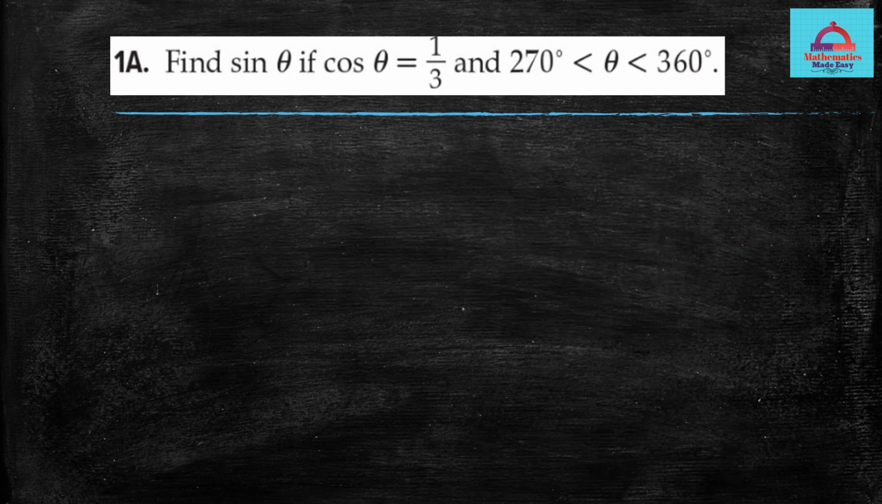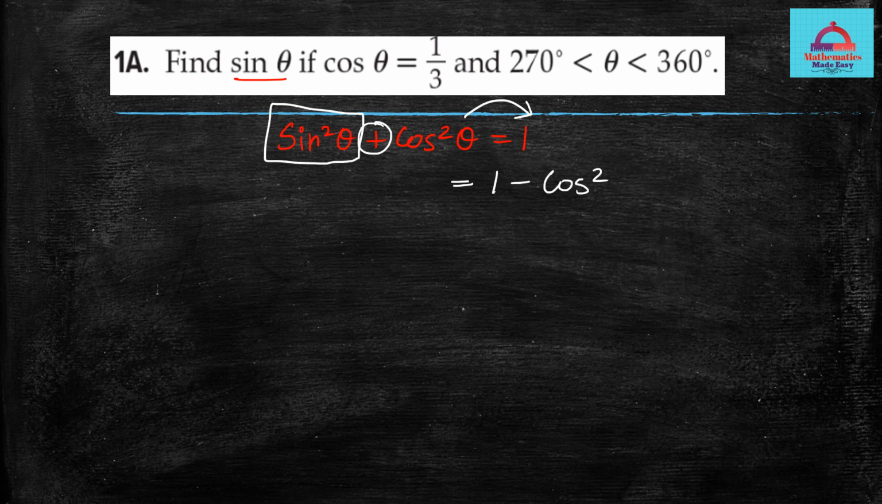Okay, so let's first write the Pythagorean identity. We need sine. So from the first identity, sine square theta plus cos square theta equal to 1. I will choose the one which I need to find. I need to find sine, so I will keep it here. I will move cos square to the other side. When it is on the left side, it has a positive sign, so when it moves to the right side, it will become negative. Okay, so this is the formula for sine square theta.